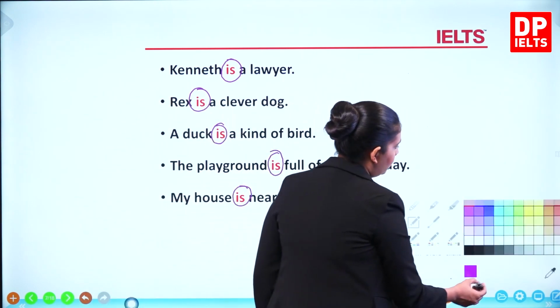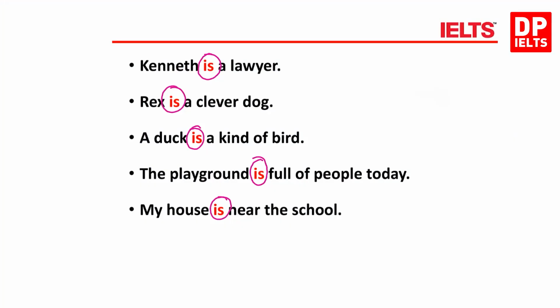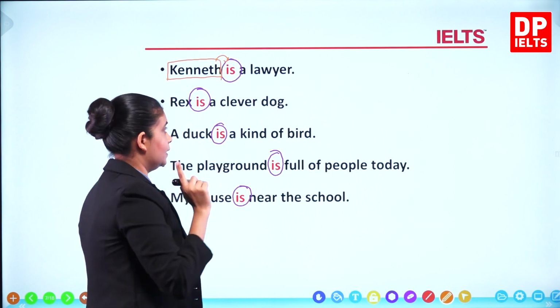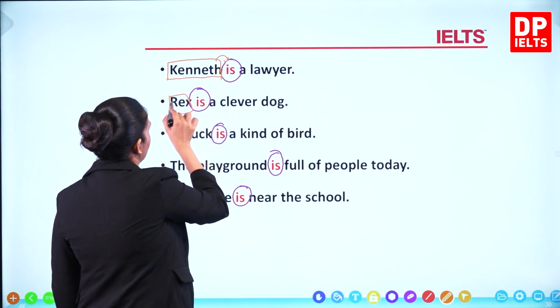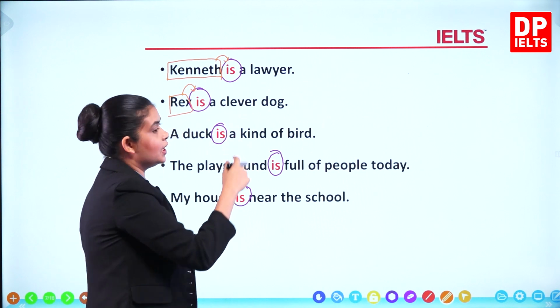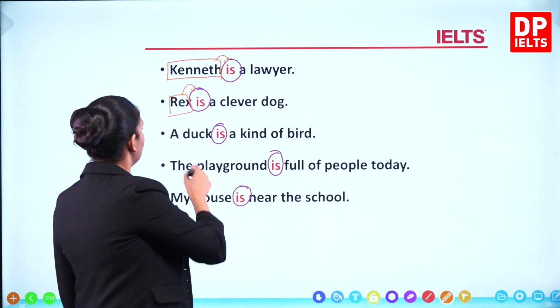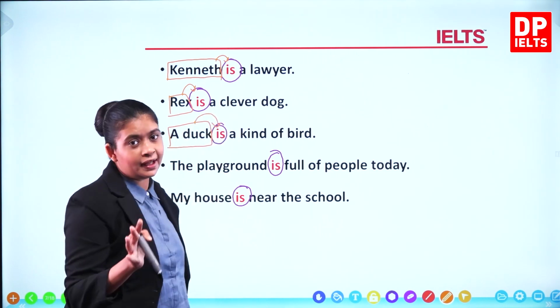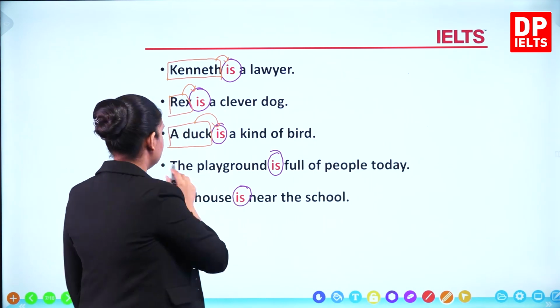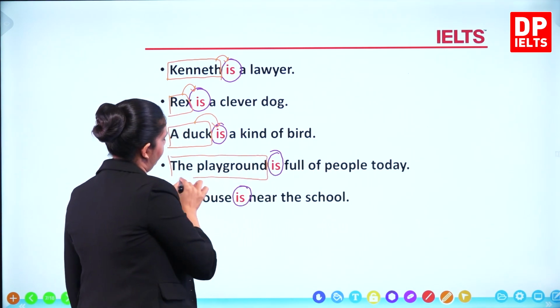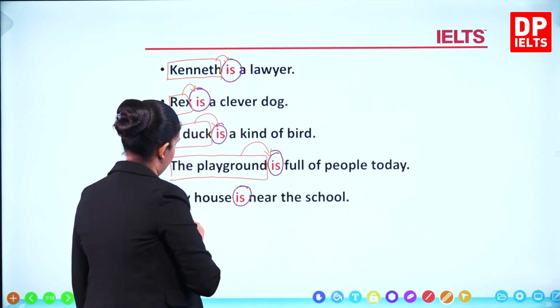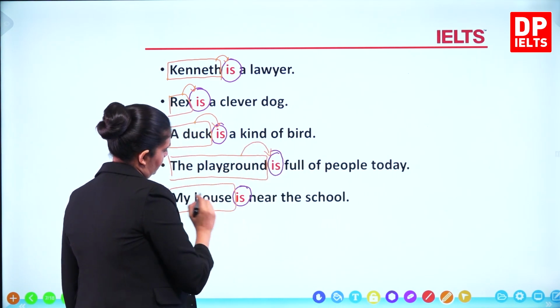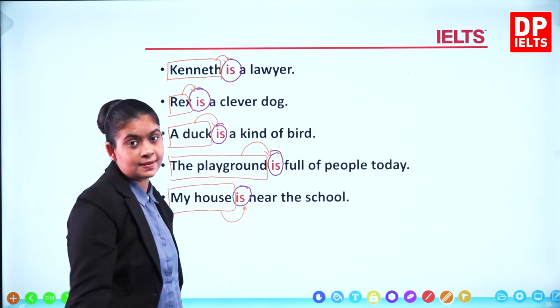Let us have a look at why we are using those be verbs. Kenneth is singular, so therefore we use is. It's a person, one person. Rex is one dog, so therefore we use is. A duck is one animal, so we use is. The playground, it's a specific one, right? The playground. So therefore we use is. My house, mage gedara, is just one, so therefore we use is.